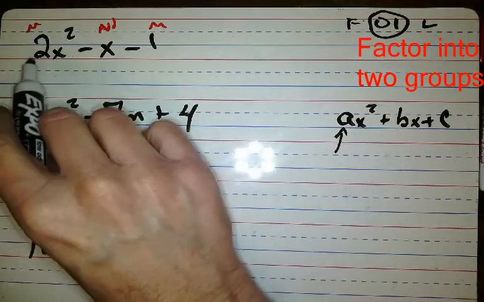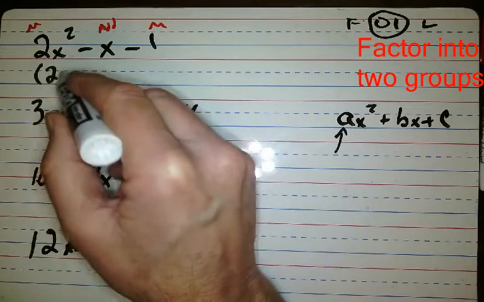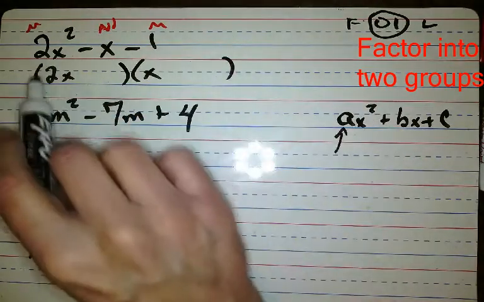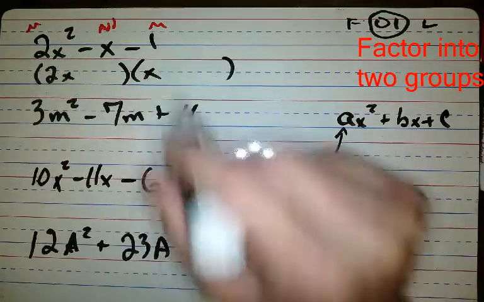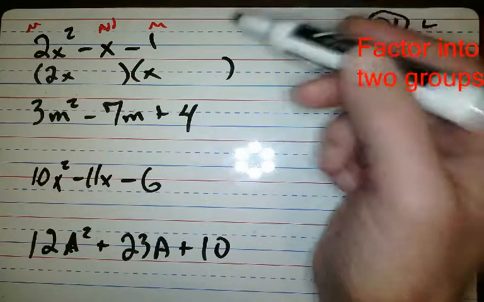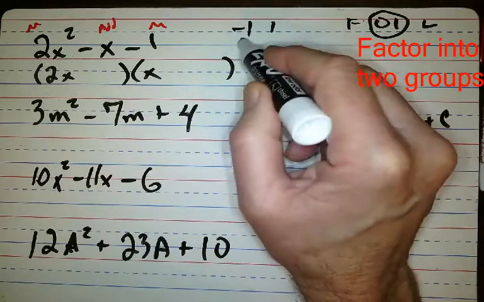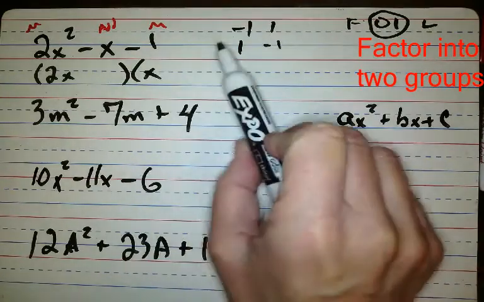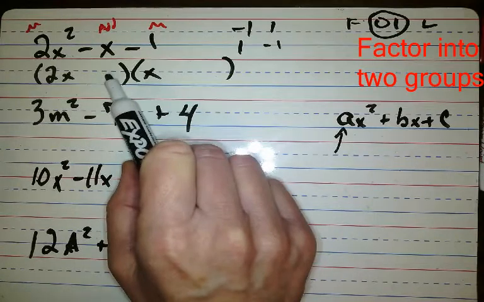So I know how to get the front. That would be 2x times 1x. Right? There's only one way to get 2x squared. That's 2x times 1x. And now to get negative 1, there's actually two ways. Negative 1 times 1, or 1 times negative 1. And you say, well, what's the difference? They're the same. Well, it's the order that you put them in that's the difference.